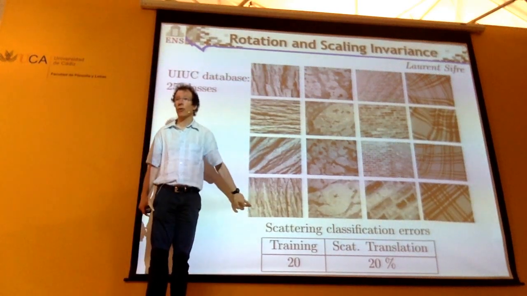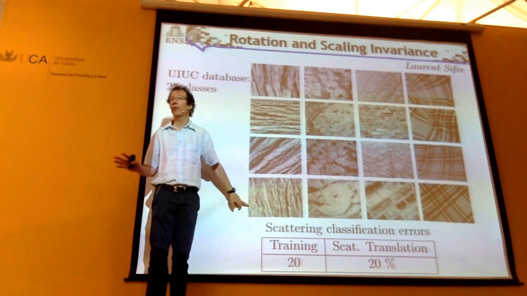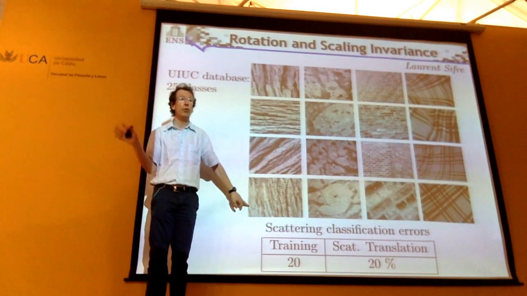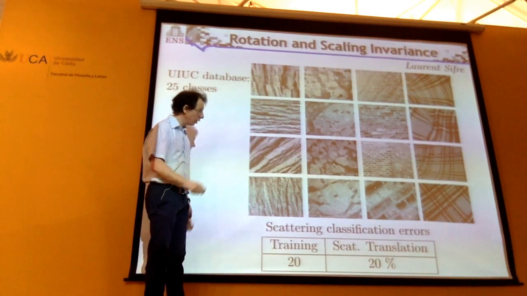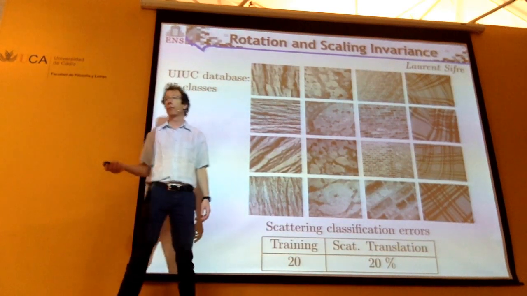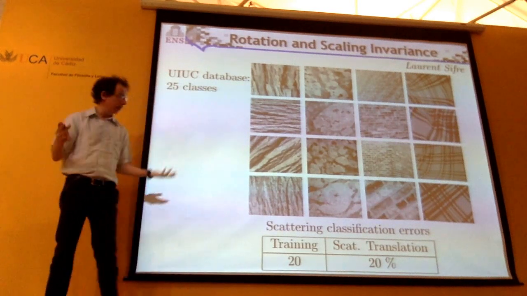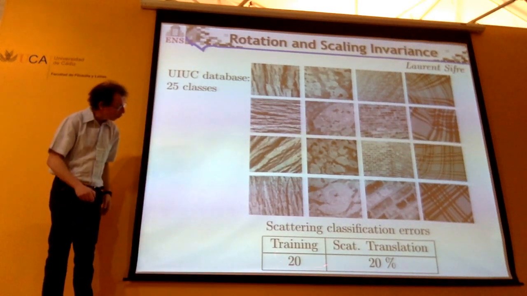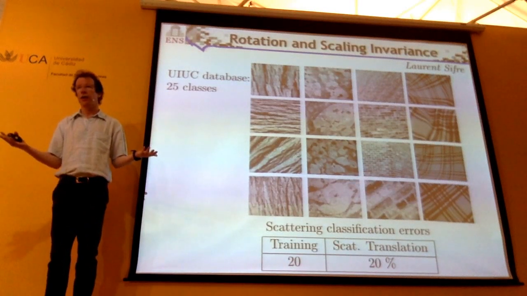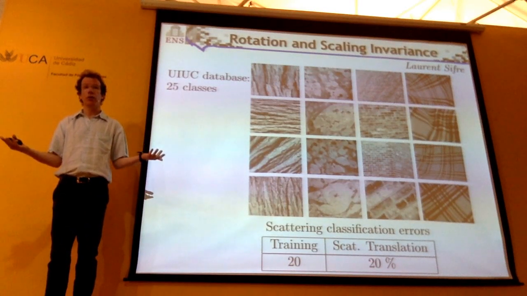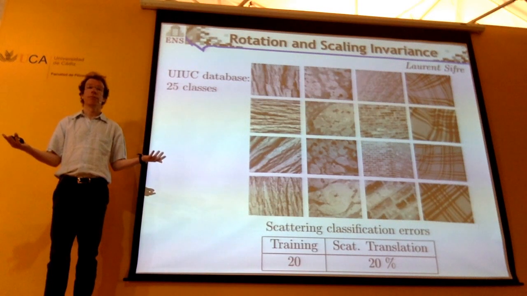This is a texture recognition problem. Same as previously, but the textures are also rotated very strongly. Here are four classes. You do a scattering transform with just convolution in space, and you have only 20 examples per class, okay? The error is huge, 20%. What goes wrong? What do you think?